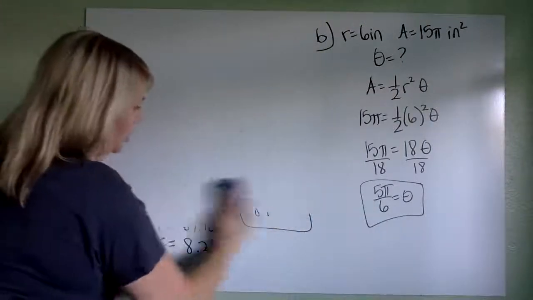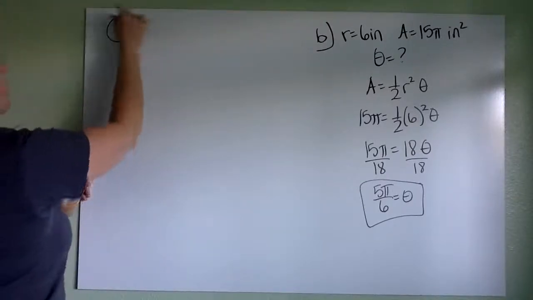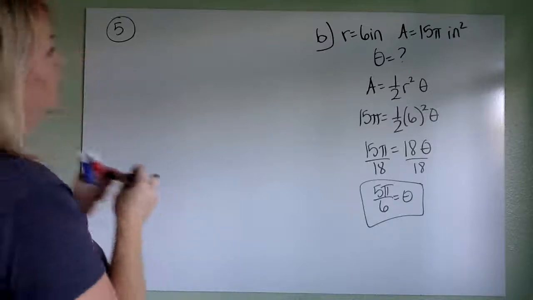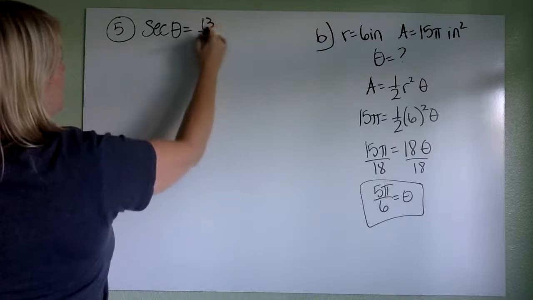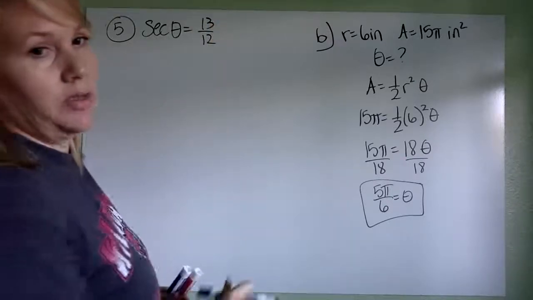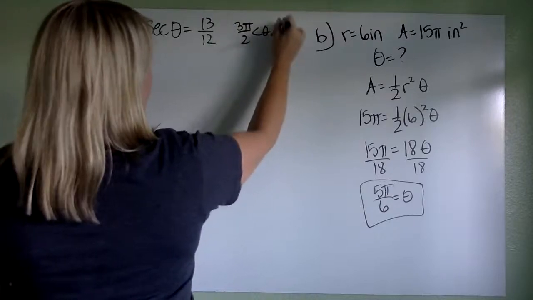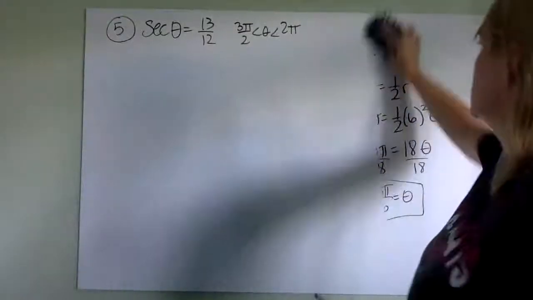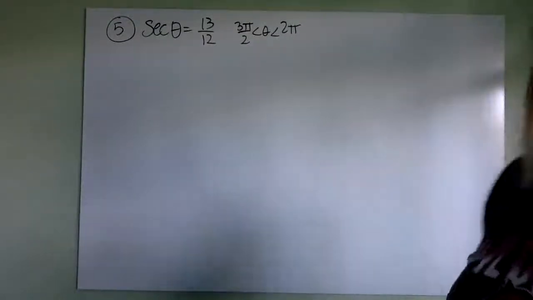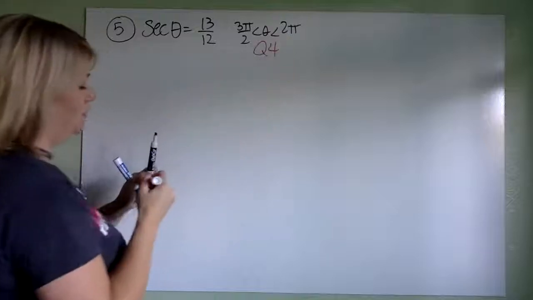Number 5 has 3 parts. It gives us the secant of an angle equal to 13/12. And it tells us that the angle is between 3 pi over 2 and 2 pi. So we know the secant of an angle is the hypotenuse over the adjacent side. So we can label a triangle with the 13 and the 12. This right here tells us that we're in quadrant 4.